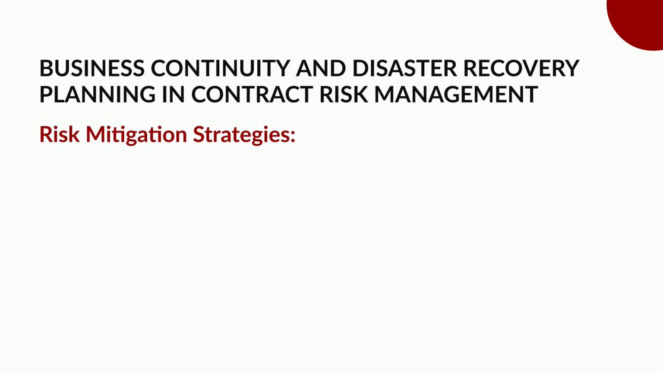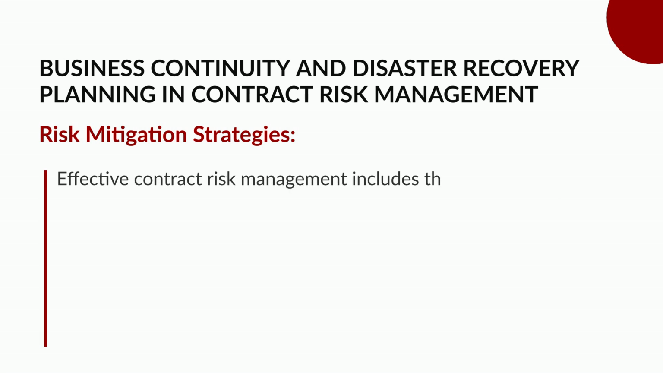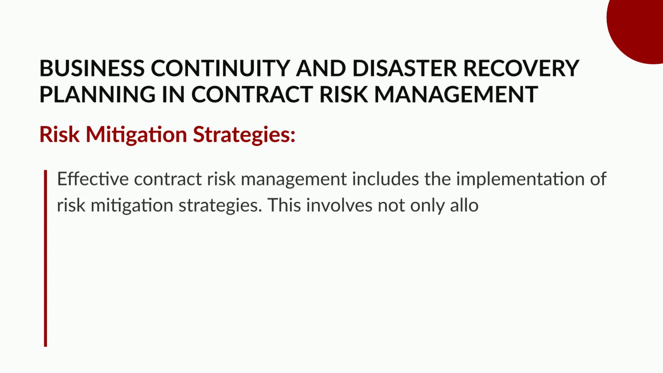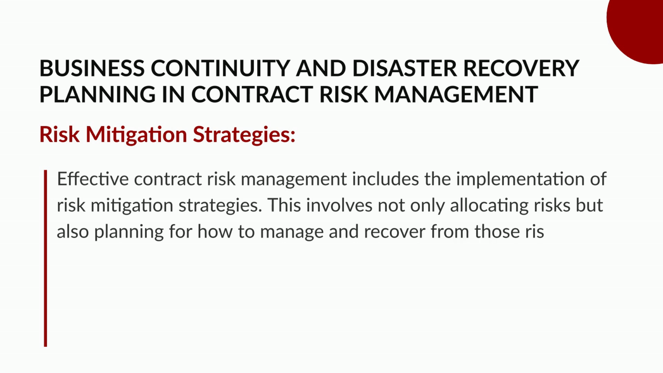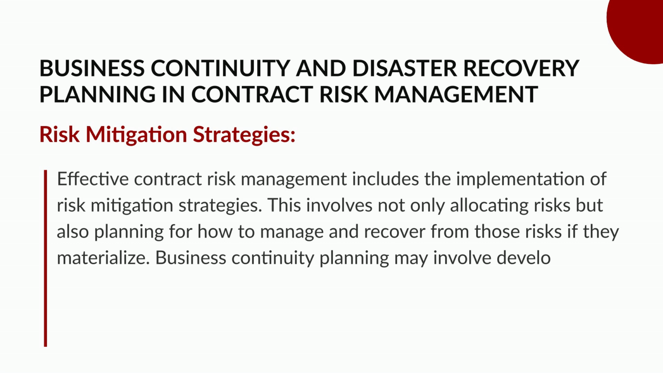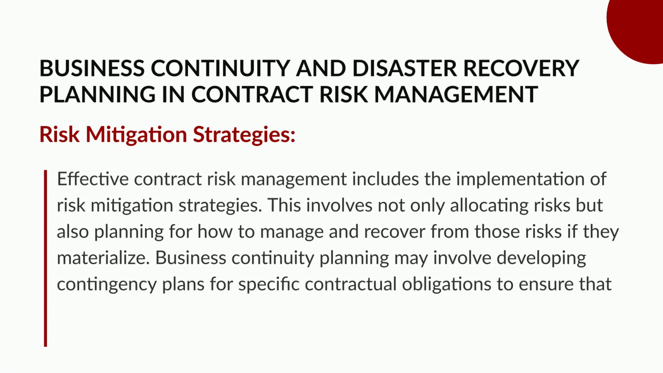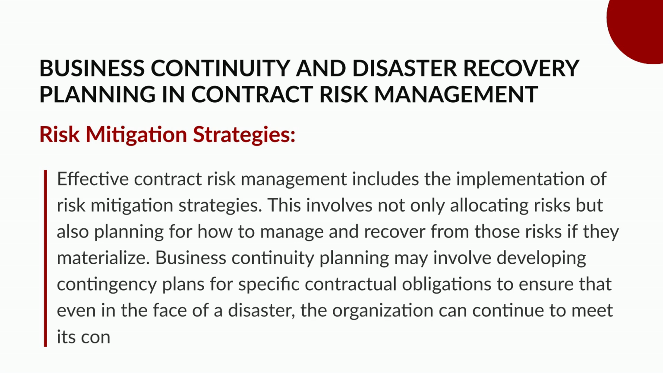Risk mitigation strategies. Effective contract risk management includes the implementation of risk mitigation strategies. This involves not only allocating risks but also planning for how to manage and recover from those risks if they materialize. Business continuity planning may involve developing contingency plans for specific contractual obligations to ensure that even in the face of a disaster, the organization can continue to meet its contractual commitments.